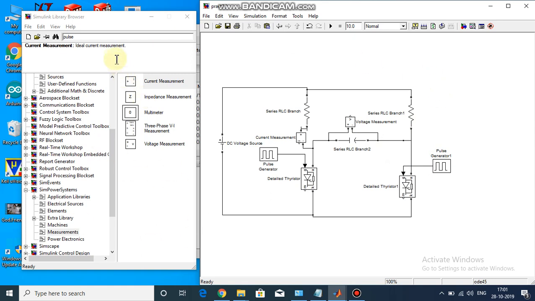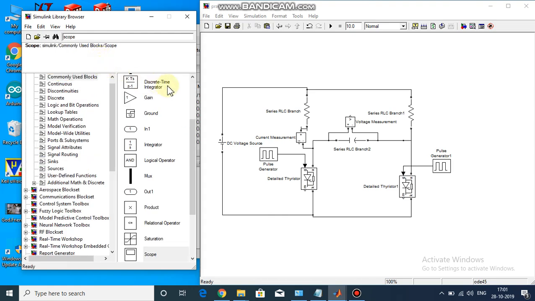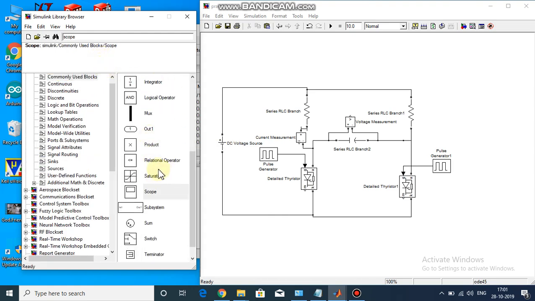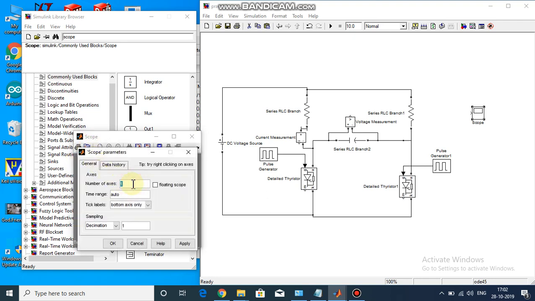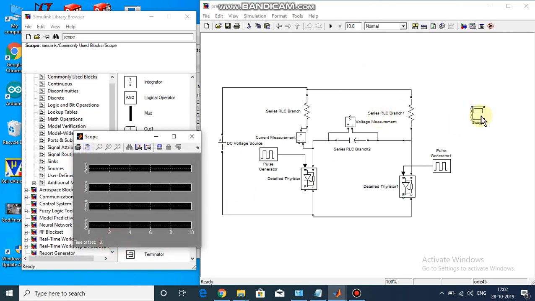And now for the final, we need a scope. Just type in scope and you will get a scope. Remember that this scope has just one channel, so we'll have to open the scope, go into this tool, parameters, number of axes. We have voltage, we have current, and we have pulses. So let's go around 4. We'll change it later if you want to. We'll just widen the scope up a bit. Yes, that's nice and tidy.